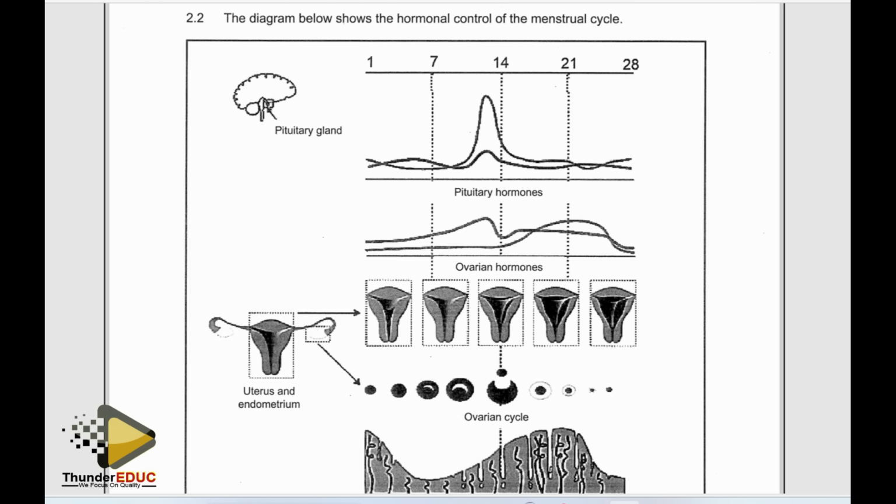Let's see. The diagram below shows the hormone control of the menstrual cycle.